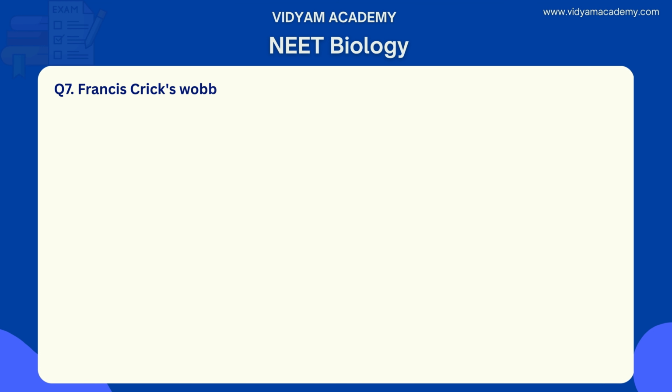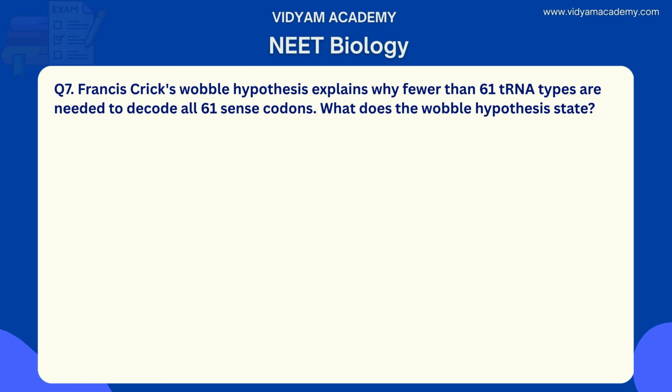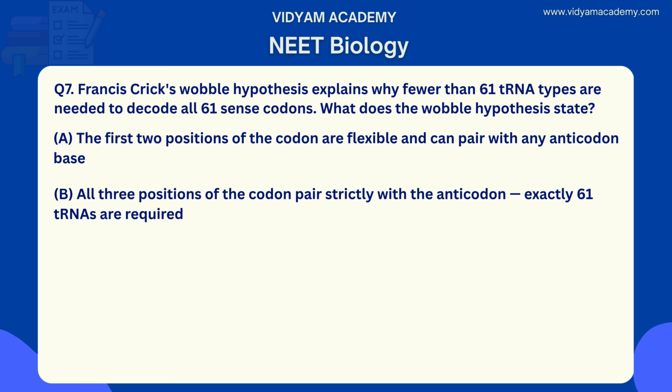Next, question number 7. Francis Crick's wobble hypothesis explains why fewer than 61 tRNA types are needed to decode all 61 sense codons. What does the wobble hypothesis state? Option A, the first 2 positions of the codon are flexible and can pair with any anticodon base. Option B, all 3 positions of the codon pair strictly with the anticodon. Exactly 61 tRNAs are required.